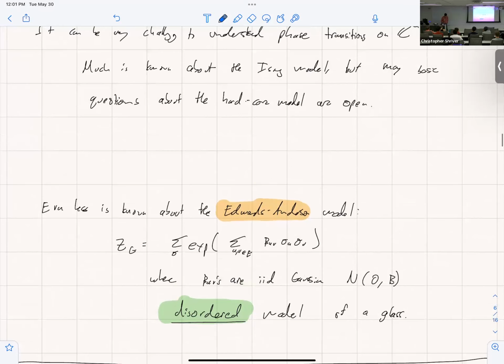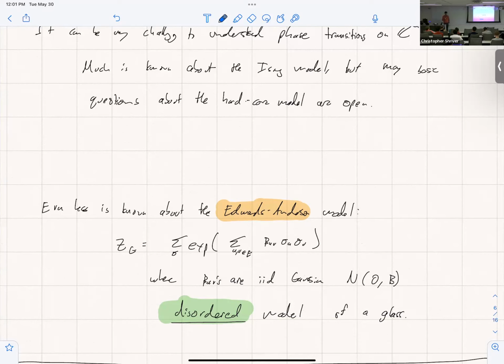Just for historical purposes, let me say there's another model that's even harder to analyze. We know almost nothing about it, and that's the Edwards-Anderson model. Let me just tell you what this is because it plays a key role in the history of a lot of stuff.